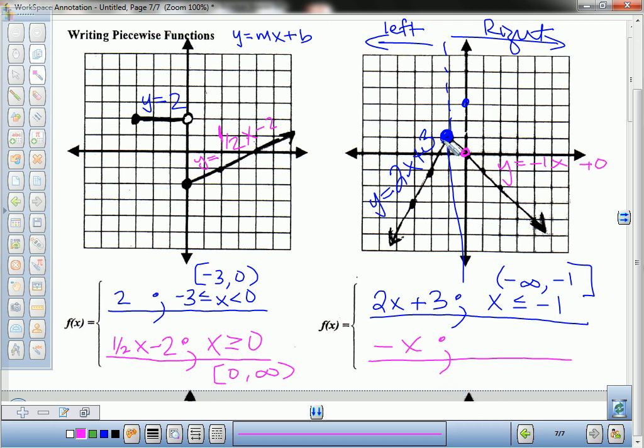Now, because they share this point, and I chose to include it with the top one, I cannot include it with the bottom. And I get to pick. Like if you wrote not equal to here, but equal to there, you're right. One of them gets the equal to, the other one doesn't. And you get to pick. So this goes from -1 to +infinity.